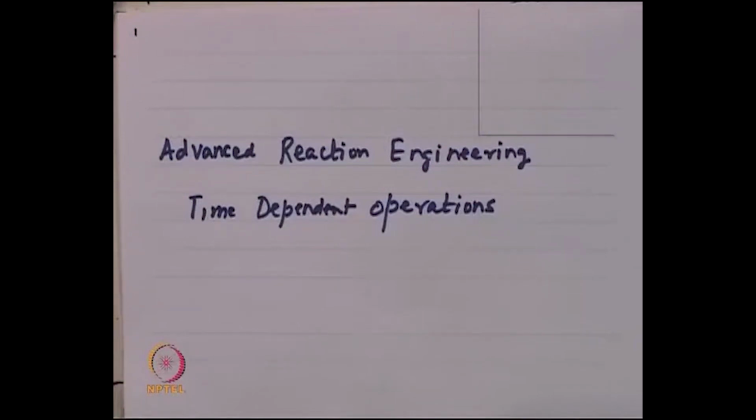For example, if you are starting up a process, how long does it take to reach steady state, and what are the conditions that you could make use of to see that the time required to reach steady state is as short as possible? Or there could be semi batch operations in which you have to remove a material from a process and so on, and how long it takes.